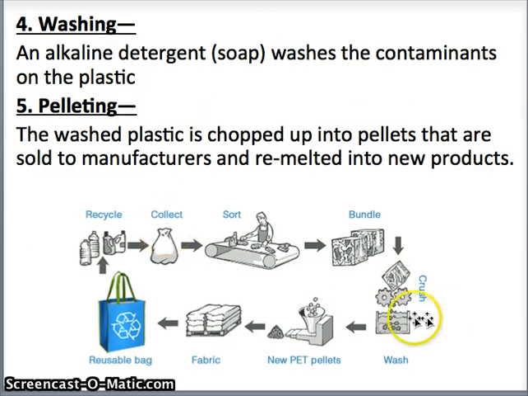And then we wash these smaller pieces in a detergent or soap-like chemical that washes the contaminants out of the plastic. And then we pellet them, or we make the smaller nurdles. The washed plastic is chopped up into pellets, and these pellets are then sold to new manufacturers and remelted into new products. And it's usually a lot cheaper to buy recycled plastic than brand new pellets. And you can make fabric or reusable bags or whatnot. But that's how plastic is being recycled.